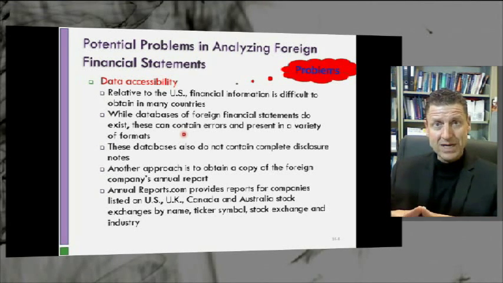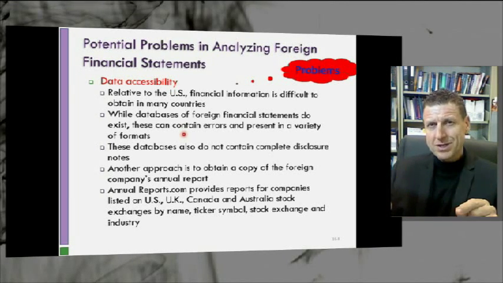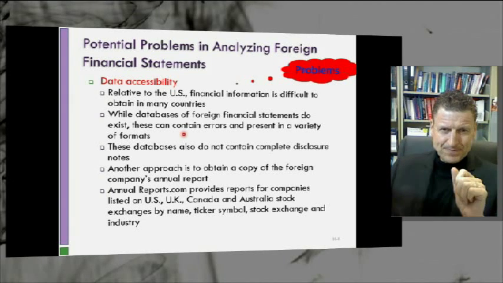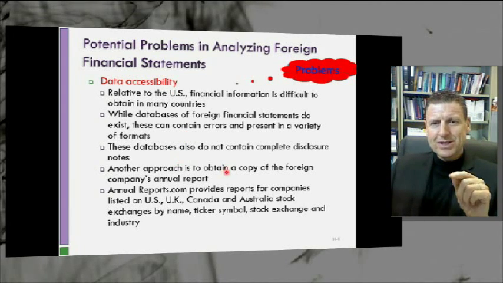You need to understand the objectives behind why the information has been prepared, so you can rebias that information, or understand better the real bias in the information, if any. Remember, private information is not necessarily audited information, so that's the tricky part. Okay, another approach is to obtain a copy of the foreign company's annual report. That would be great.